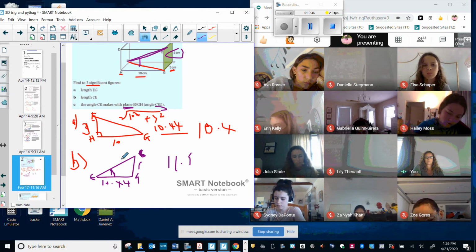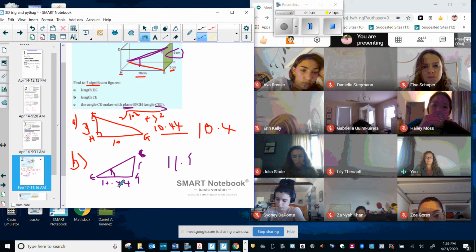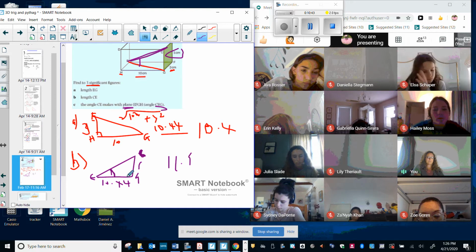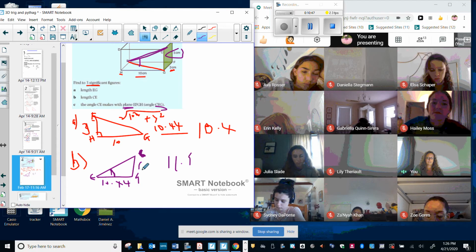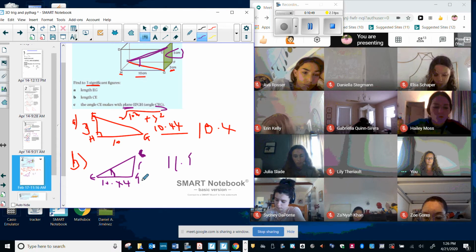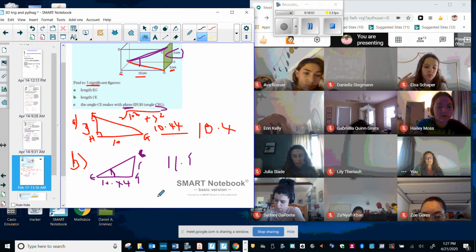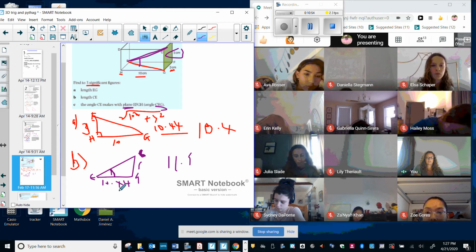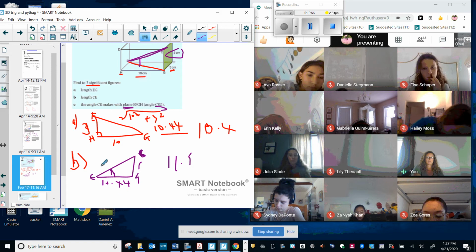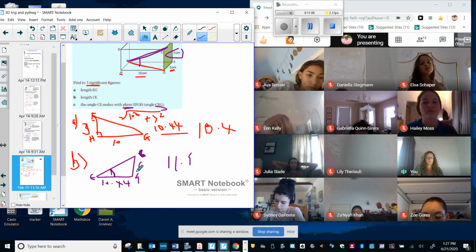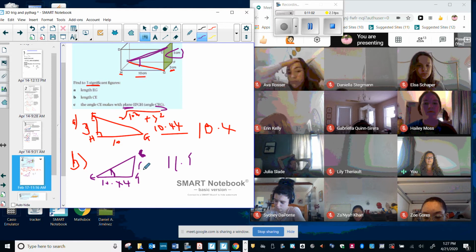So we've actually got all three measurements. We worked out two of them. To be honest, it doesn't matter which one you use here. You could use SOH, CAH, or TOA, because we have opposite, adjacent, and hypotenuse. I would suggest avoiding CAH, because we worked out both the adjacent and the hypotenuse. At least with SOH or TOA, you've got one of the lengths that they gave us.